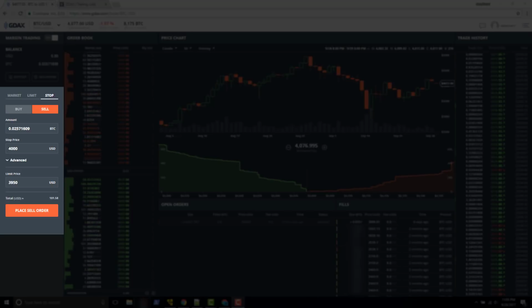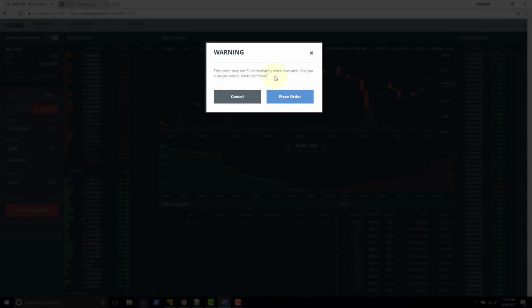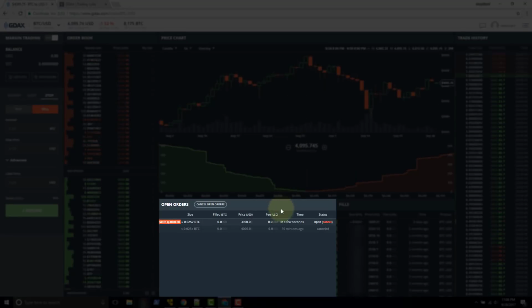So we want to have a gap in between the price where our order gets triggered and the actual limit price that we're willing to pay. So now we have a $50 gap, and it's very likely that when the last price trades at 4,000 or lower, there's probably still going to be some bids above our 3,950 that we will be able to hit. So let's go ahead and click sell, and we get the warning again, this order may not fill immediately when executed. The way we have set this up, it's very likely that this will fill immediately when executed. So let's place order, and now we have our order on the order book.